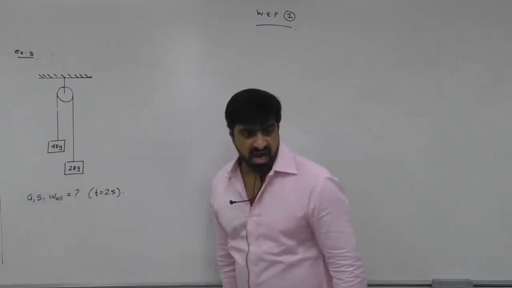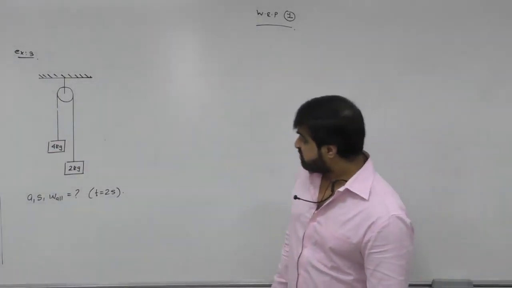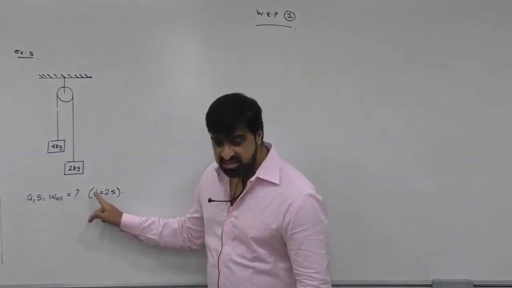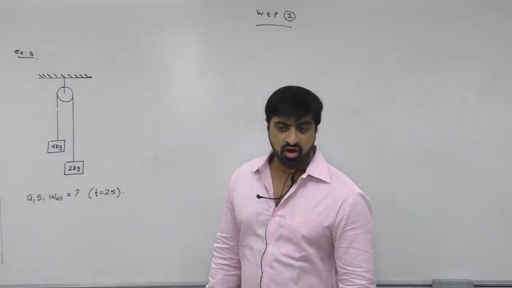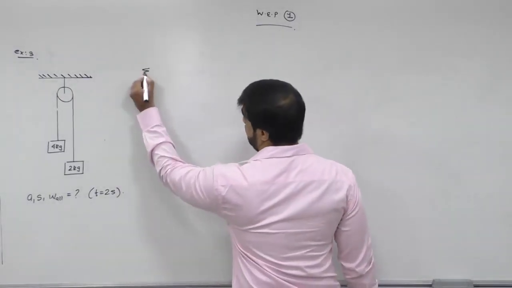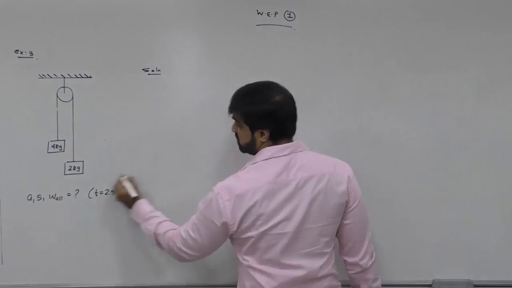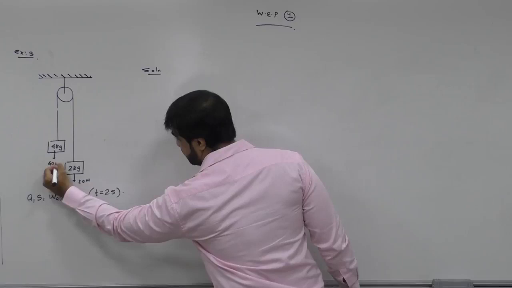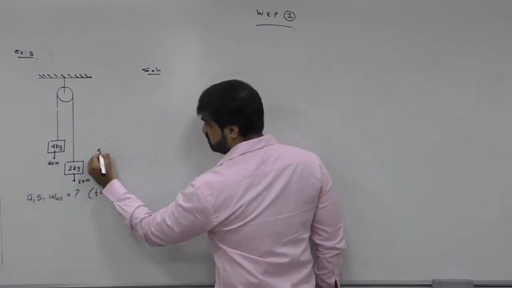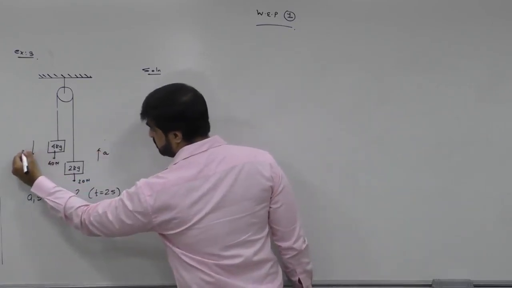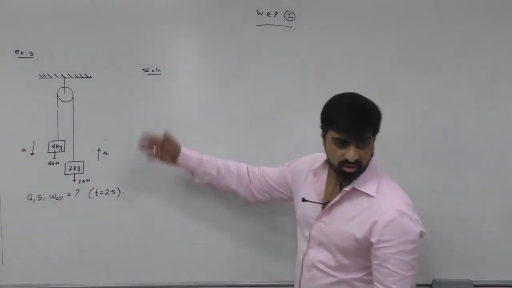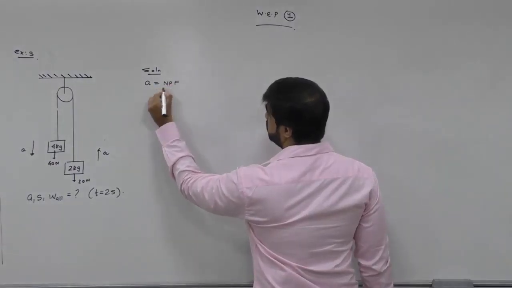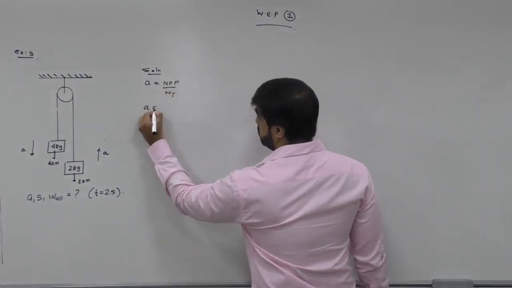Pulley system is given. Atwood's machine. I want to find acceleration, displacement, and work done by all forces in a time of how many seconds? 2 seconds. How to find acceleration of the system? Come on. How much is the weight acting? 20. How much is this? 40. This is going up and this is coming down, right? You know it. What is the general formula for acceleration? Net pulling force upon total mass.